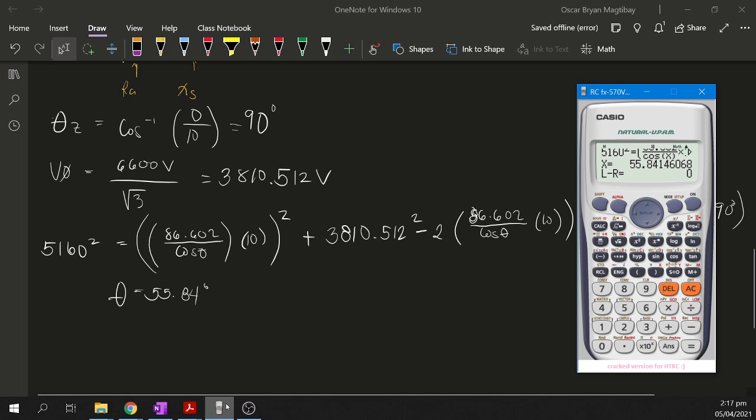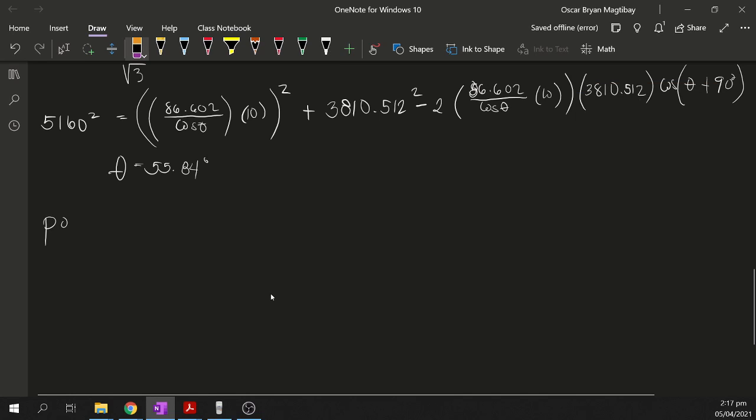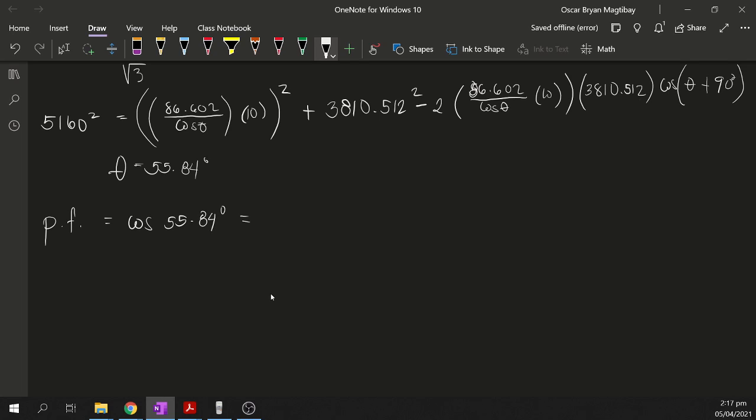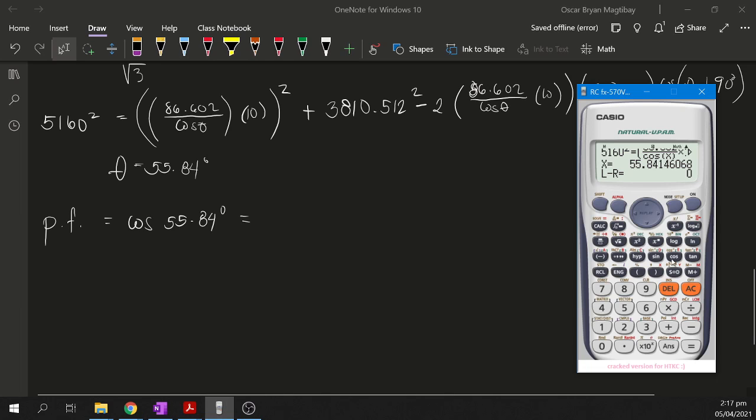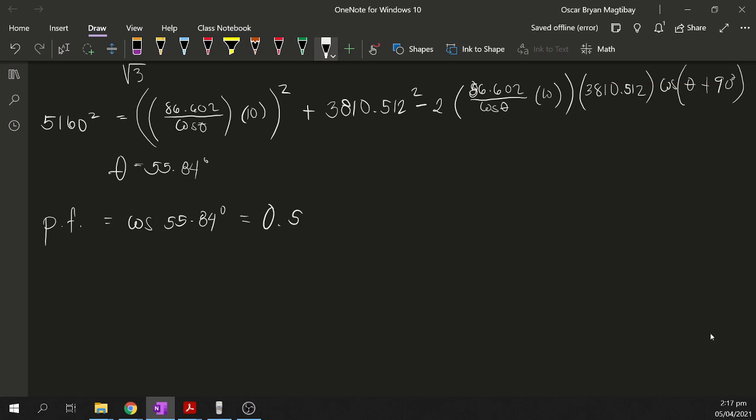Check na natin. 55.84 degrees. When we try to get the power factor, our power factor is equal to cosine of 55.84 degrees, which is equal now to cosine 55.84. So this would be 0.561 leading. So ito yung ating final answer.